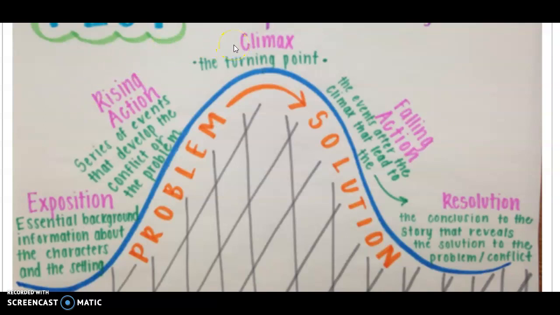There is a turning point that happens in the story for the character with regards to their conflict or the problem that they're having. Then there's the falling action. These are the events that take place after the climax that lead you as the reader into the resolution or the end of the story, or what we call the denouement. Again, the resolution is the conclusion to the story that reveals the solution to the problem or the conflict.